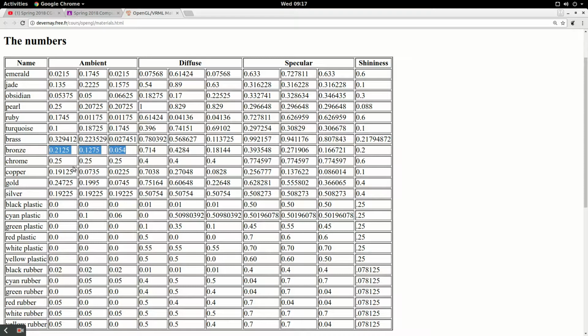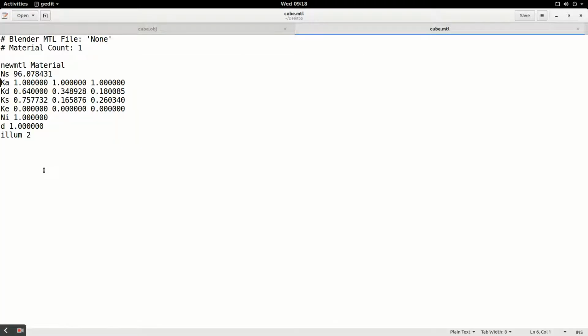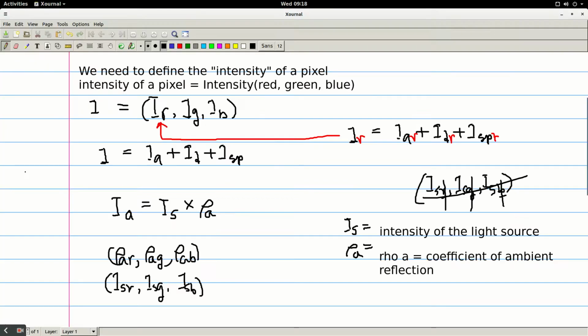For ambient light, what we said is that the direction of the light source doesn't matter. You have no sense of direction where the light is coming from. So the easiest way to calculate this is you take this number, rho A, and multiply it with the intensity of the light source. Once this is done, you get the intensity of that pixel. And you do the calculation three different times: once for the red component, the green component, and the blue component. Okay?